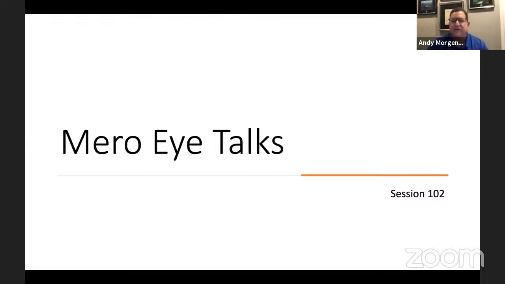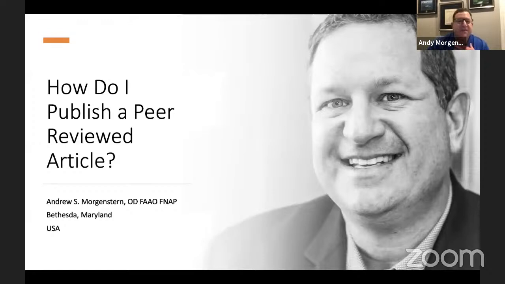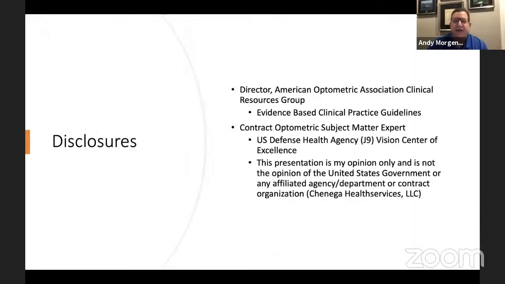So this presentation is called How Do I Publish a Peer-Reviewed Article? And I just want to give you a little bit of background on myself. I do have to go over some disclosures. The first is that I am the current director of the American Optometric Association Clinical Resources Group. And what we do is we actually develop with volunteer optometrists evidence-based clinical practice guidelines. And as it relates to peer-reviewed journals, we have to review all the material out there.